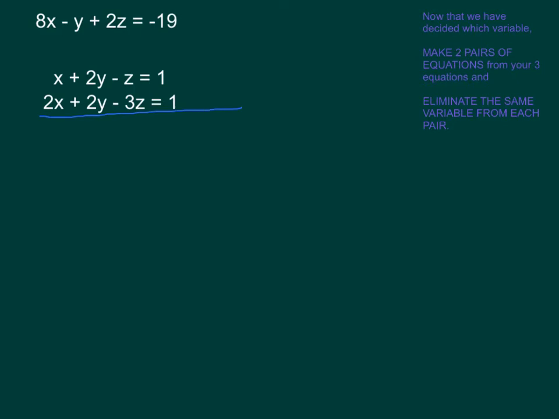My y's already both have a coefficient of 2, but they're both positive, so I need to make one of them negative, which is fine. We learned how to do that. I'm just going to multiply the top equation by negative 1, which is no problem. If I multiply the whole top equation by negative 1, I end up with a new top equation of negative x minus 2y plus z equals negative 1. And my bottom equation is 2x plus 2y minus 3z equals 1.